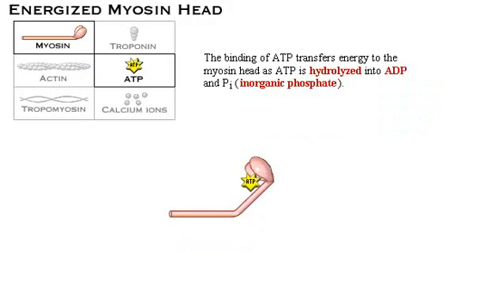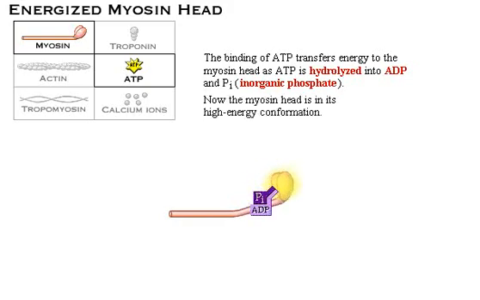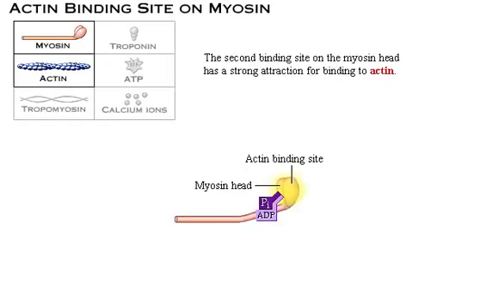The binding of ATP transfers energy to the myosin head as ATP is hydrolyzed into ADP and inorganic phosphate. Click the ATP molecule to transfer energy to myosin. Now the myosin head is in its high energy conformation. The second binding site on the myosin head has a strong attraction for binding to actin, as we'll see later in the cross-bridge cycling animation.